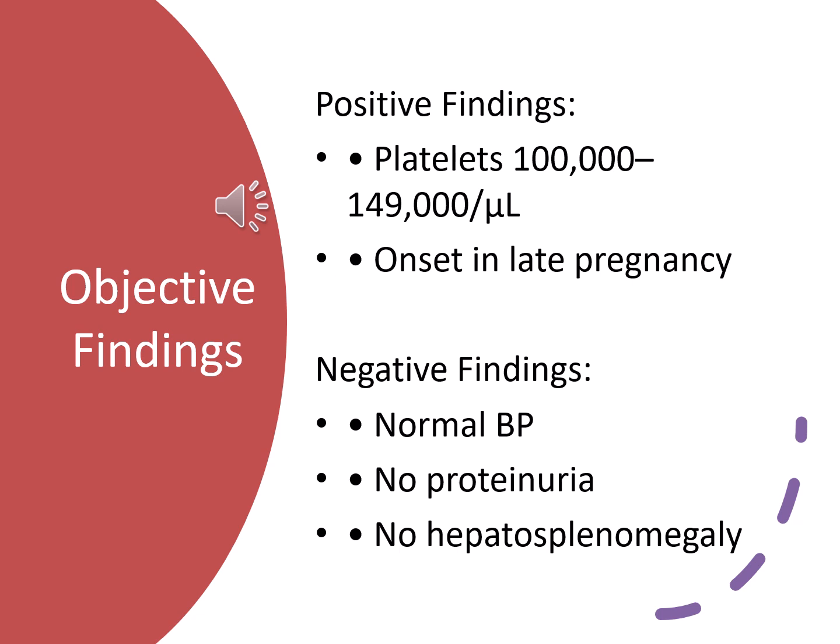Objective findings commonly include mild isolated thrombocytopenia discovered during routine prenatal lab testing. Platelet counts are usually between 100,000 and 149,000 per microliter. Relevant negative findings include normal blood pressure, absence of proteinuria, normal liver function tests, and absence of splenomegaly or hepatomegaly. These findings help distinguish gestational thrombocytopenia from other serious pregnancy-related disorders.